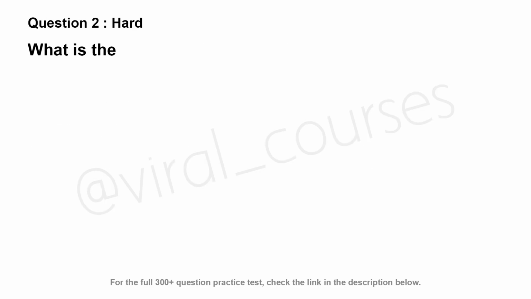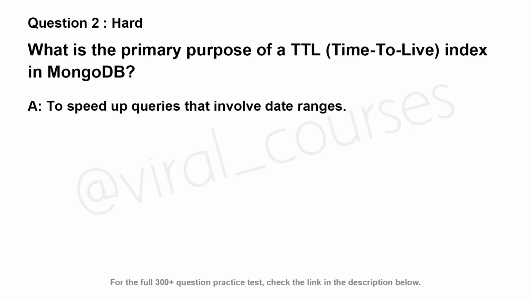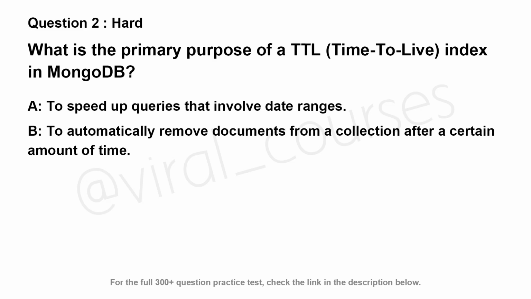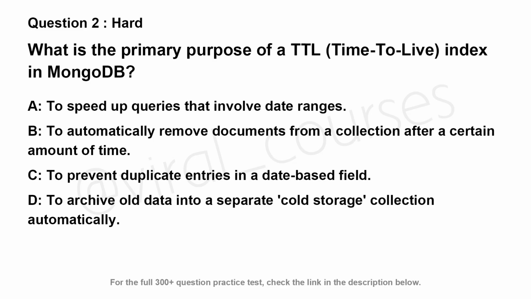What is the primary purpose of a TTL, time to live, index in MongoDB? Option A. To speed up queries that involve date ranges. Option B. To automatically remove documents from a collection after a certain amount of time. Option C. To prevent duplicate entries in a date-based field. Option D. To archive old data into a separate cold storage collection automatically.